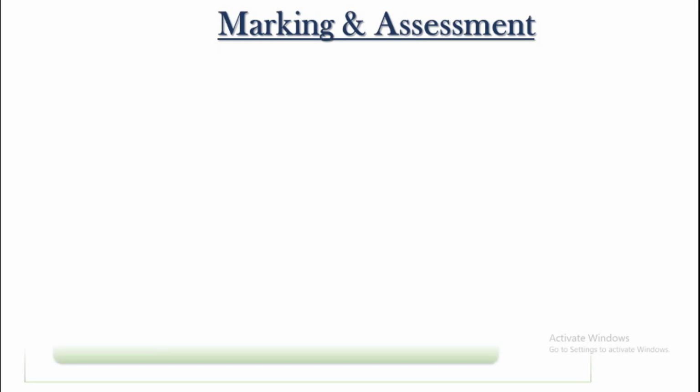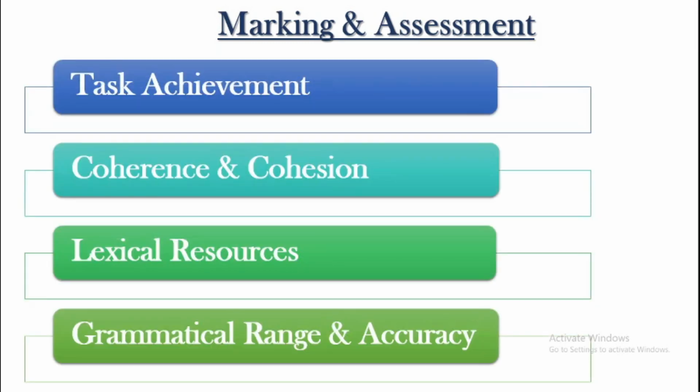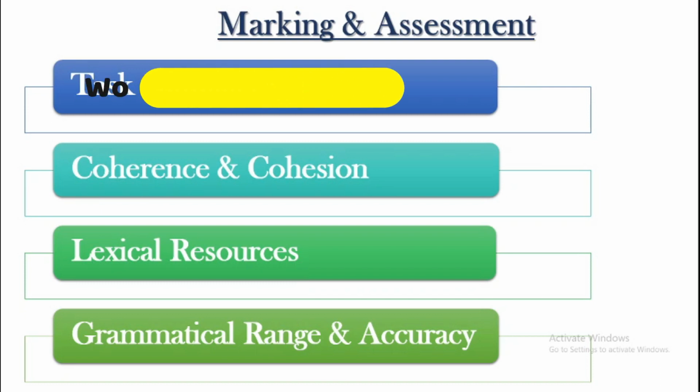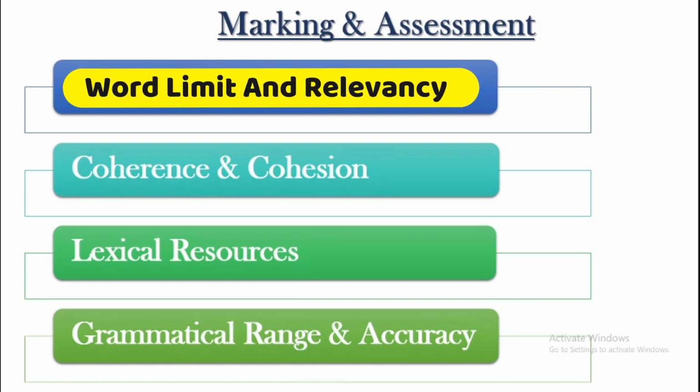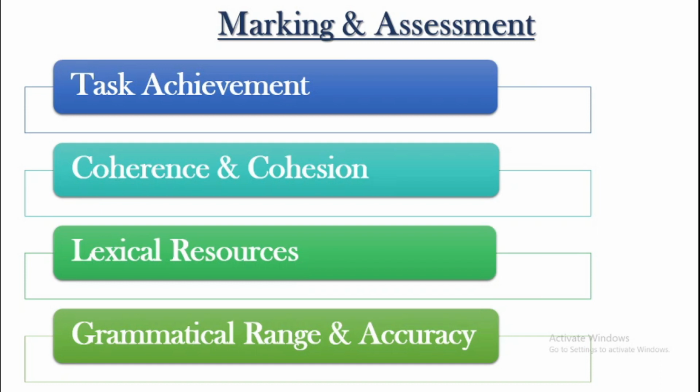Finally, we move to marking and assessment. There are some technical things on which you will be assessed. Each task is assessed independently. Responses are assessed firstly on task achievement. This assesses how appropriately and accurately the response fulfills the requirement of task 1 using a minimum of 150 words. So you have to write at least 150 words for this task.